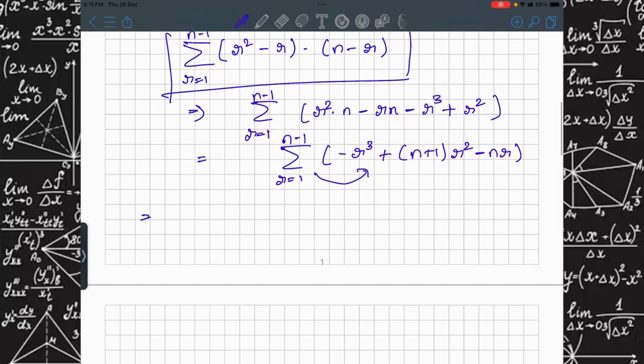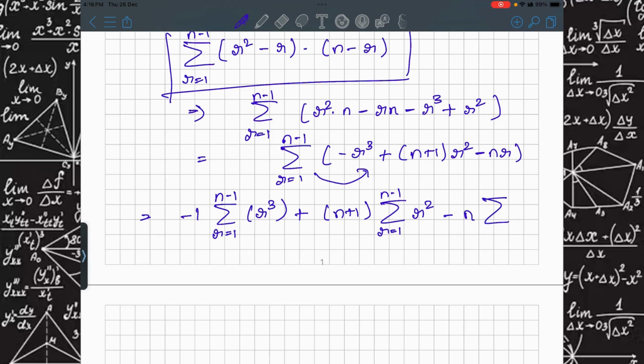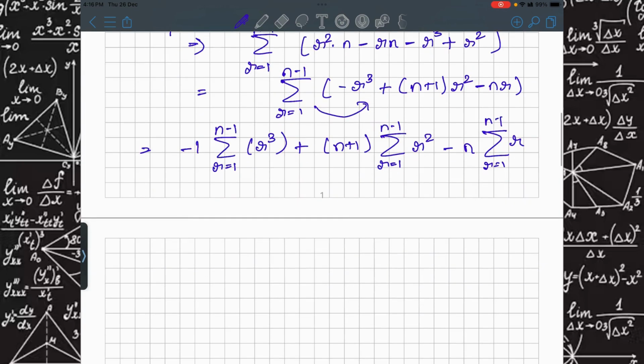Okay, like this. So it will become minus 1 of constants will be coming outside of the summation, which is in the multiplication again. So r cube plus this also constant. Okay, summation of r equals to 1 to n minus 1 r square minus again n is a constant r equals to 1 to n minus 1.